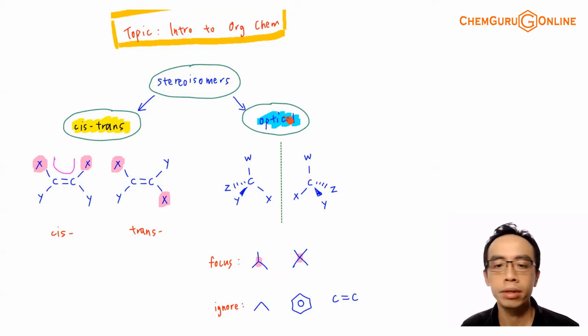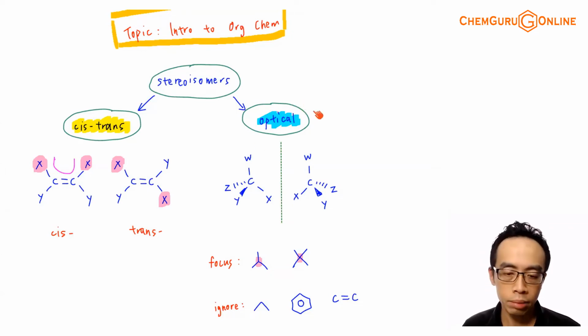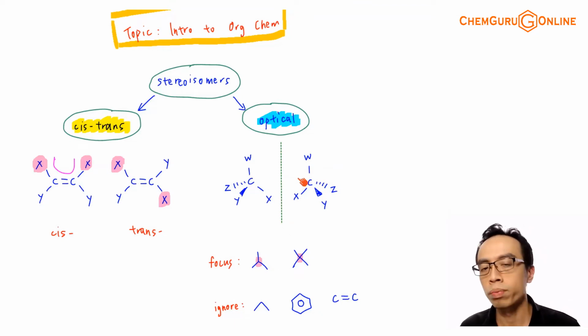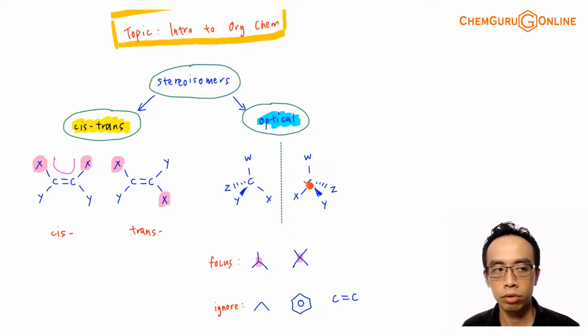Now how about optical isomerism? Optical isomerism, again what we look out for is a chiral carbon. Chiral carbon is a carbon bonded to 4 different groups. And if I have a sp3 carbon bonded to 4 different groups, then we will expect that chiral carbon, the mirror images of each other, they are non-superimposable. So they are actually different things, and we call them optical isomers or enantiomers.